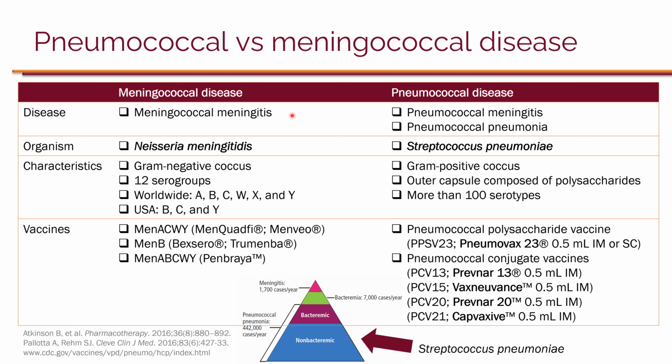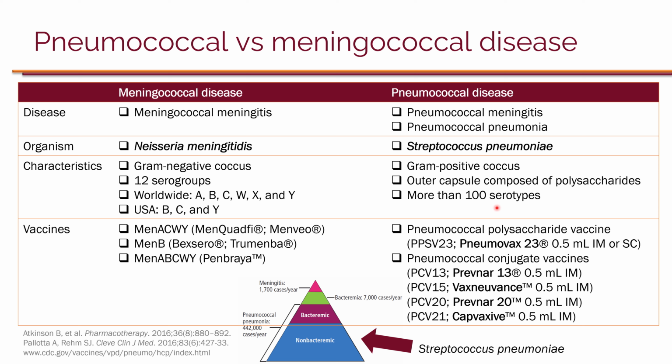Now, before we talk about pneumococcal vaccines, it's important to distinguish between pneumococcal disease and meningococcal disease. When people talk about pneumococcal disease, in general, they are referring to pneumococcal pneumonia or pneumococcal meningitis, which are caused by the organism Streptococcus pneumoniae, which is a gram-positive coccus. This organism does have an outer capsule that's composed of polysaccharides, and because there is variation in this polysaccharide, there are more than 100 serotypes that are known. So the vaccines that we have are targeted at different serotypes.